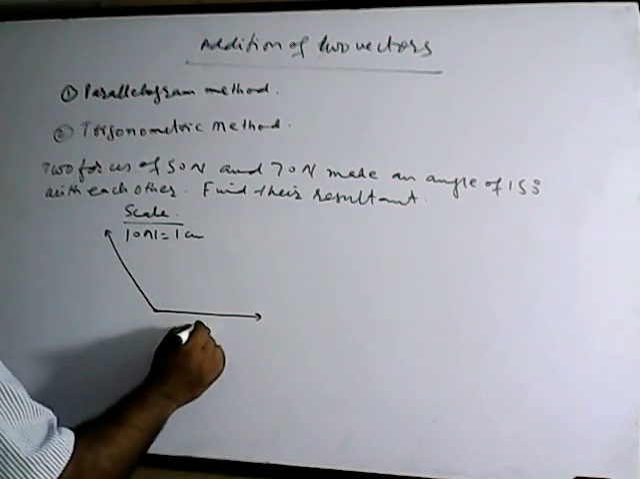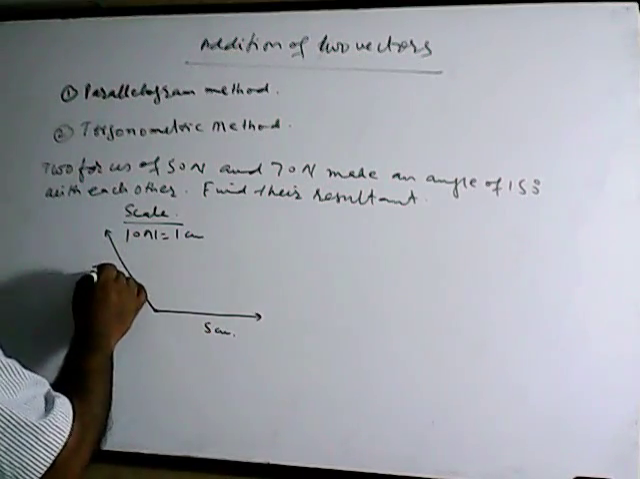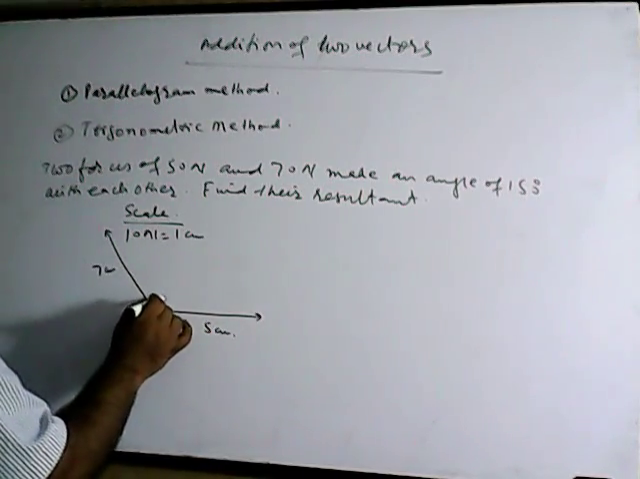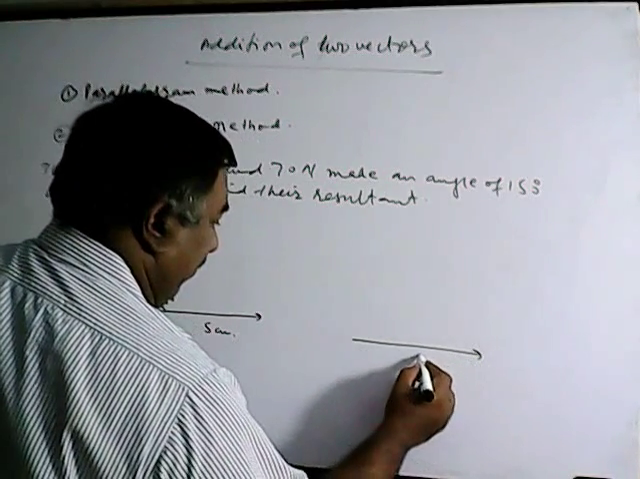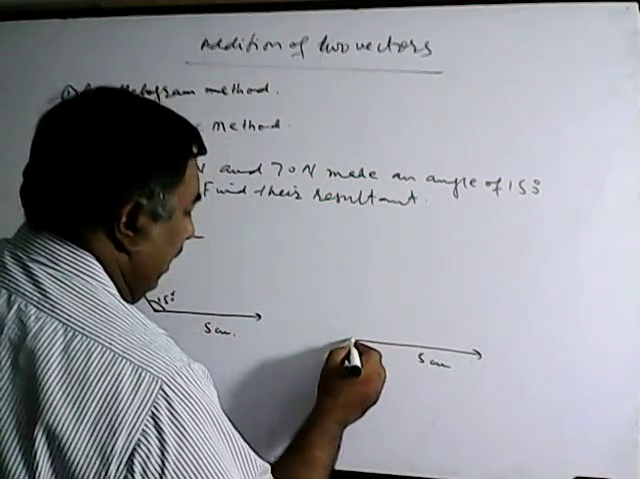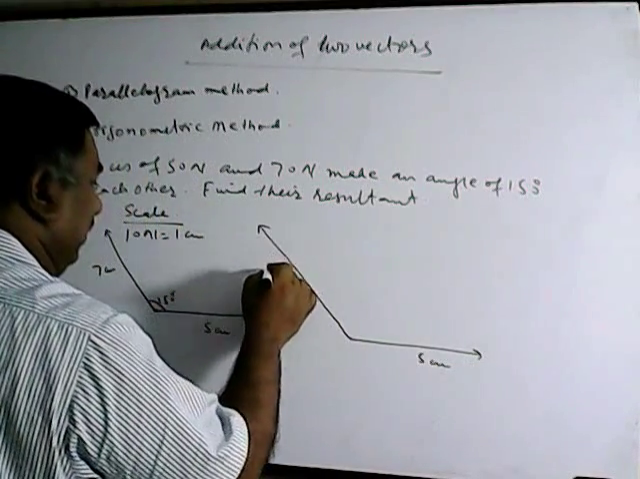50 Newton means this is 5 centimeters. This is 7 centimeters at an angle of 150 degree. This one I am writing here. How will you draw it? 5 centimeter exactly, at an angle of 150 degree, and this is the 7 centimeters.